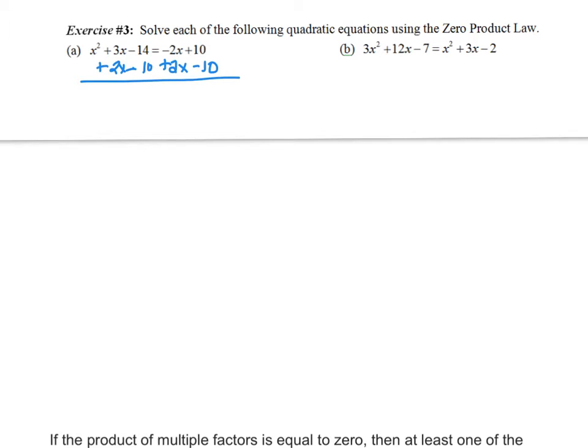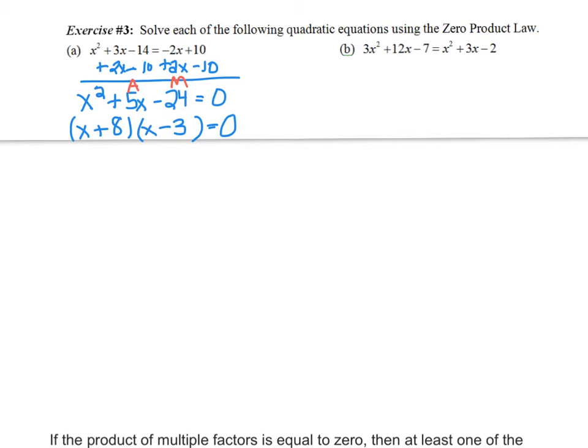So I end up with my new equation in standard form, x squared plus 5x minus 24 equals 0. Now, this is just a trinomial that I know how to factor, so I'm going to go to my parentheses and say x times x gives me x squared. I'm looking for two factors that multiply to give me negative 24 and add to give me 5. So, of course, that's going to be a positive 8 and a negative 3.